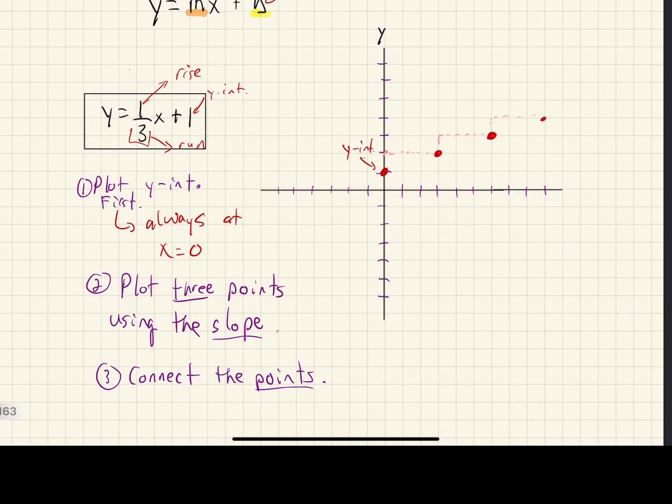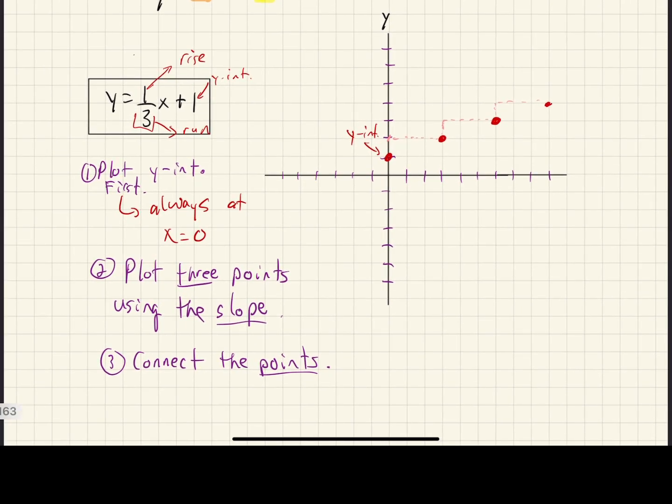Okay, and then I'm going to connect the points that I've drawn here. And then that is our equation. So this is the graph for that equation here. So just a simple 3-step process. And if you do this consistently every time, you're going to be able to graph these no matter what coefficients or variables we give you.